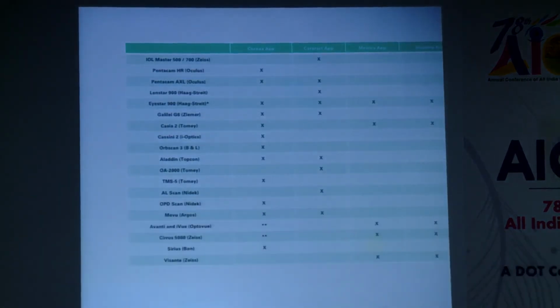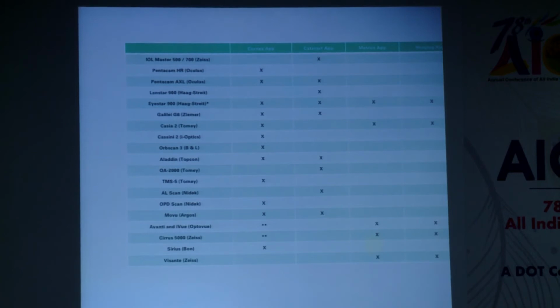So this is a table that basically tells you what the other machines cannot give you and the Anterion is giving you. Now, wherever we see the X is what the other machines are giving us. So the IOL Masters 500 and 700 only give us data on the cataract part of it. The Pentacam gives us data on the cornea part of it. The Lenstar again only on the cataract part of it.